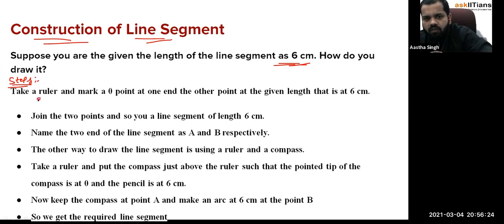Take a ruler or scale and mark a 0 point at one end and the other point at the given length, that is 6 centimeters. Join the 2 points and you get a line. Basically, take a ruler and mark the 0 point and your 6 centimeter point, suppose A. This is the line segment of 6 centimeter. It is that easy, right? So name the two ends A and B. Let's suppose this point is A, this point is B.